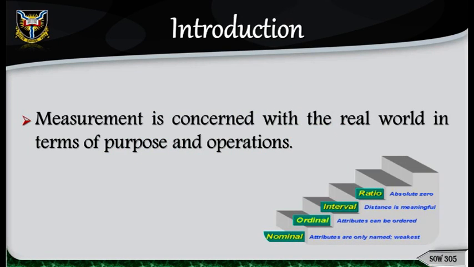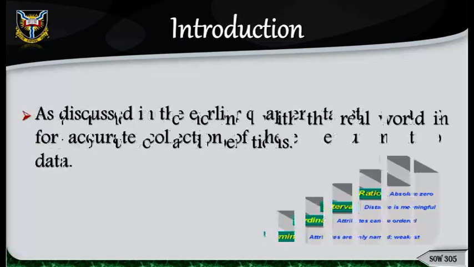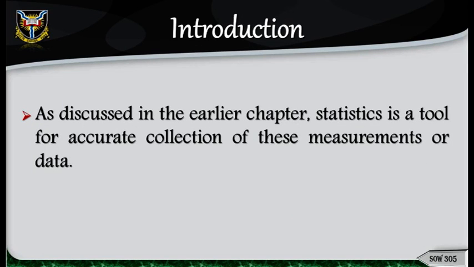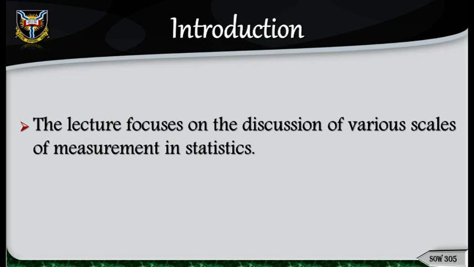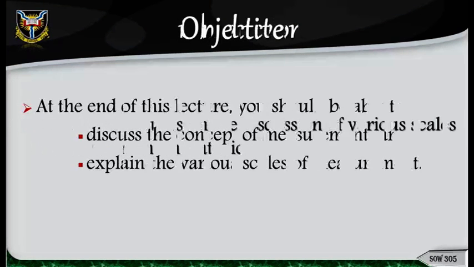Measurement is concerned with the real world in terms of purpose and operations. As you know, all scientific observation is usually a collection of measurements, and these measurements are called data. As discussed in the earlier chapter, statistics is a tool for accurate collection of this measurement or data. The lecture focuses on the discussion of various scales of measurement in statistics.